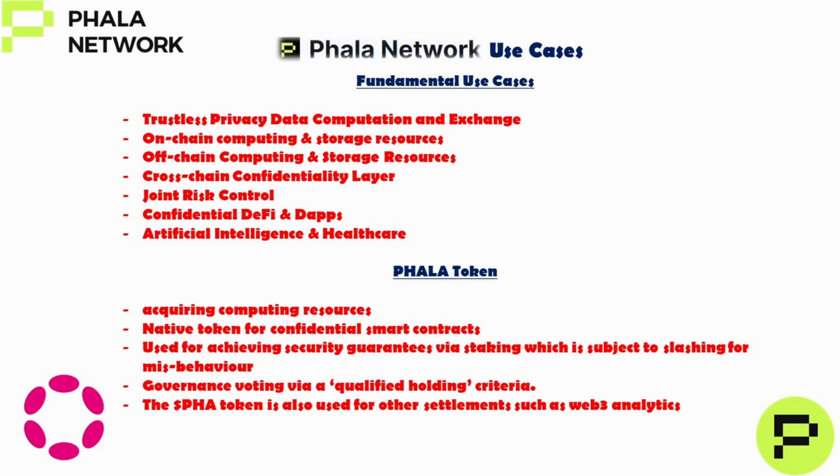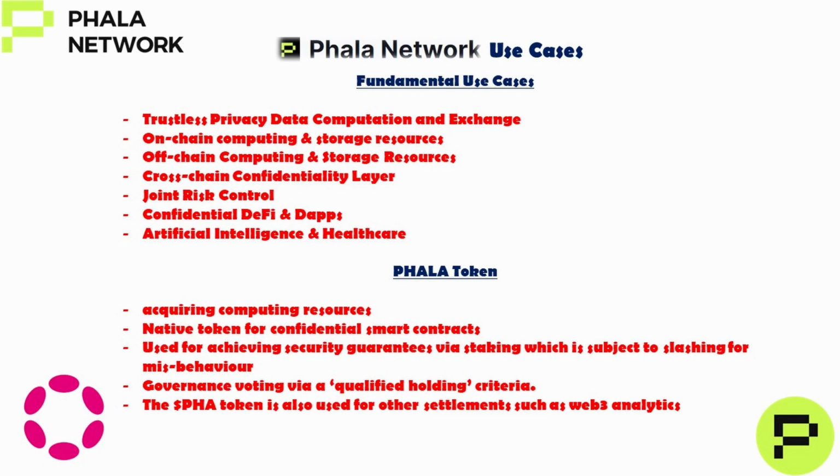And here are some infrastructural use cases. The Phala token is used for trustless private data computation and exchange. It's also used for on-chain computing and storage resources. Then there is also the off-chain computing and storage of resources, cross-chain confidentiality layer, joint risk control. This is where it comes with the slashing and reward for misbehavior and good behavior. Good behavior in this case just being conformity. If you conform to what's required, you get your rewards. Misbehave, you lose out. And then there is also a claim that it will be used for artificial intelligence and healthcare. Well, we wait to see that. We haven't seen any application to date, but I think it's designed within that.